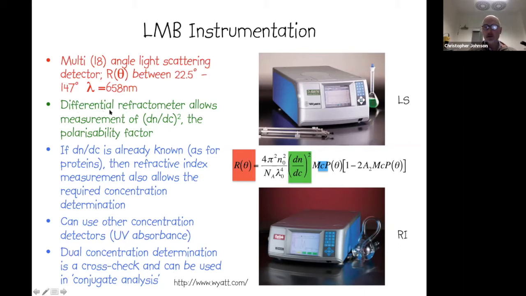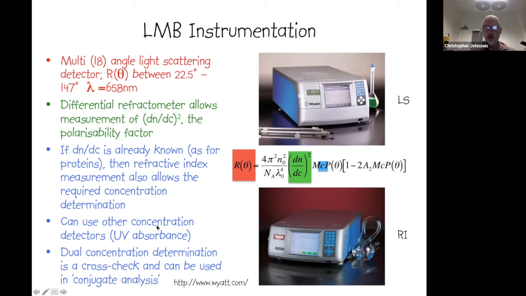We also use a differential refractometer, and this allows us to measure the dN by dC. So we need that parameter, the polarizability of our particle, within the equation. If we already know the dN/dC, and for proteins, you'll see it's very well established and known, then actually we can use the refractive index change from our substance to determine the concentration, because dN/dC is a change in refractive index per change in concentration. So refractive index can be used both to determine the polarizability, but also as a measure of concentration.